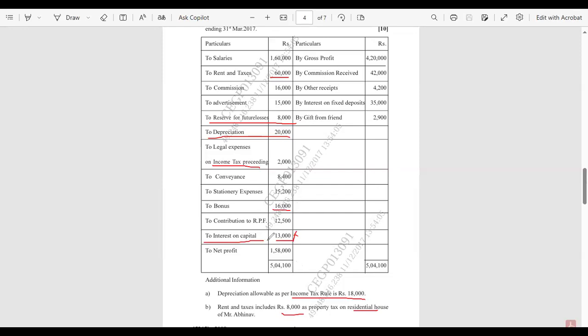Now, if I go to the income part, the commission received is not allowed since it's not a business income. And under title C, other receipts, it's not a business income. Income by fixed deposit or gift. So these all three incomes will not be allowed as income. Only gross profit is allowed as income. Anybody doubt in this? Anything I should repeat or re-explain?